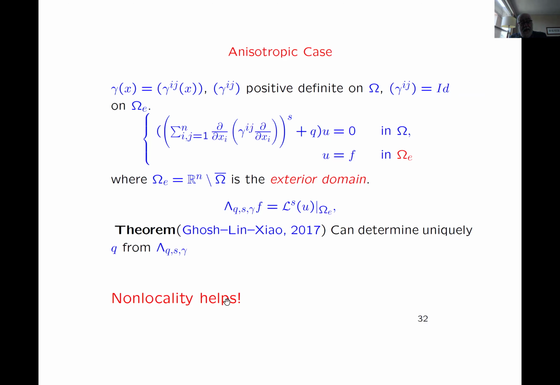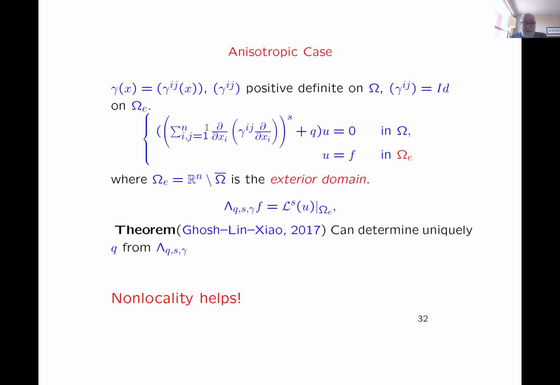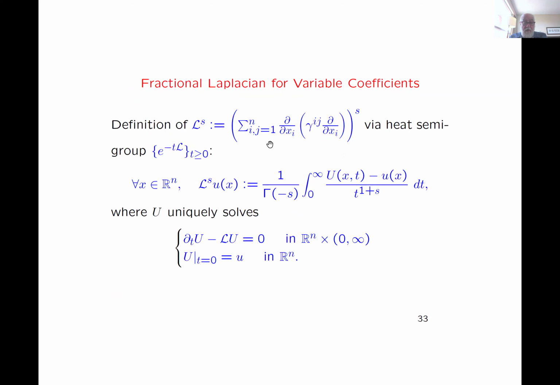So the non-locality helps. This is perhaps one of the main instances where one shows that the non-locality helps. We had some indication before for partial data. This is the operator, as I mentioned before, L^s. That's the Dirichlet to Neumann map restricted to the exterior. And of course, in this case, you don't have the Fourier transform to define the fractional Laplacian, the fractional operator in this case. And this is something that I'm going to use in a moment.